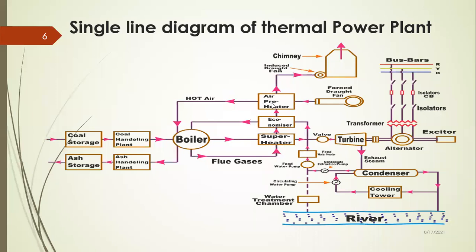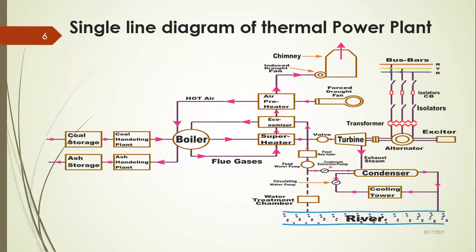Other blocks are there too, like the economizer and the air preheater. The air preheater heats the air that is fed to the boiler. It is connected with the forced draught fan, which sucks the air from the atmosphere. The air is then heated in the air preheater and fed to the boiler. There is also a chimney, from which the extra exhaust gases are left out to the atmosphere.